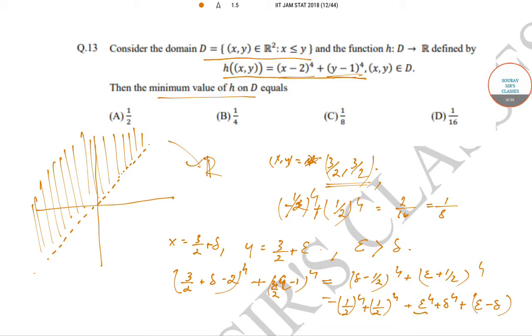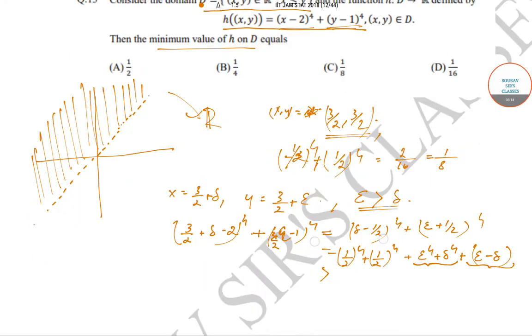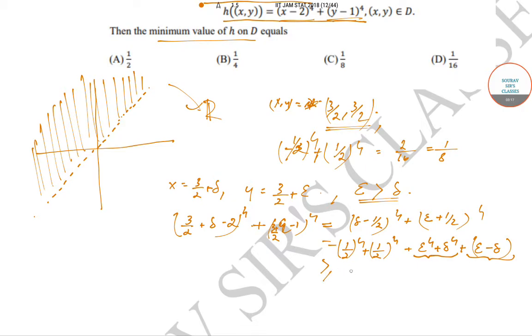Now this epsilon to the 4 is greater than or equal to 0, delta to the power 4 is greater than or equal to 0, and epsilon minus delta is also greater than or equal to 0 from this. So this is greater than or equal to (half) to the 4 plus (half) to the 4, and we know that the equality is attained at (3/2, 3/2). So 1 by 8 is the minimum value that can be attained. C is the correct answer.